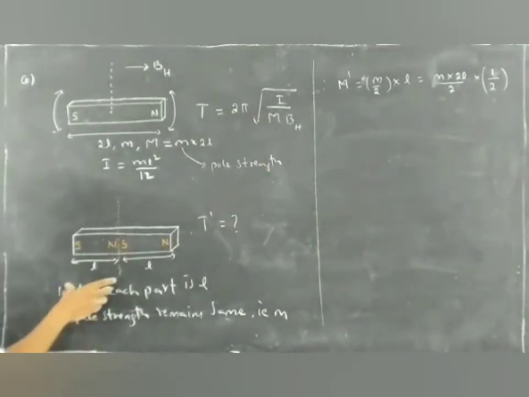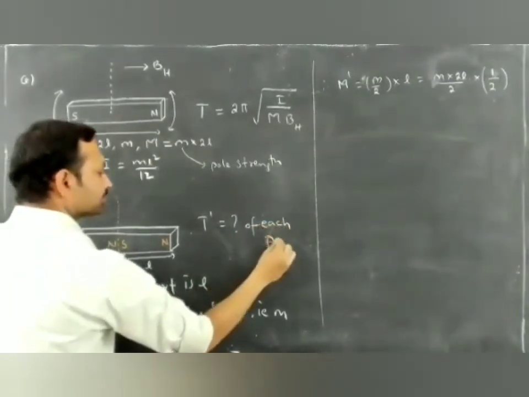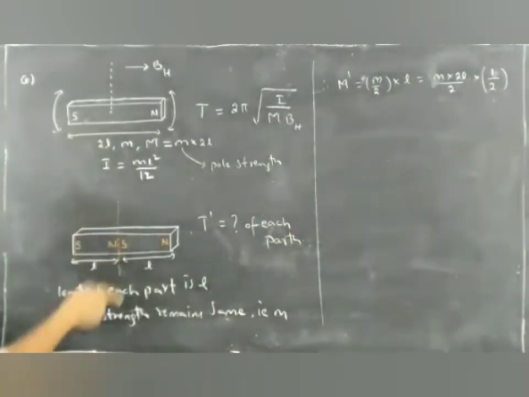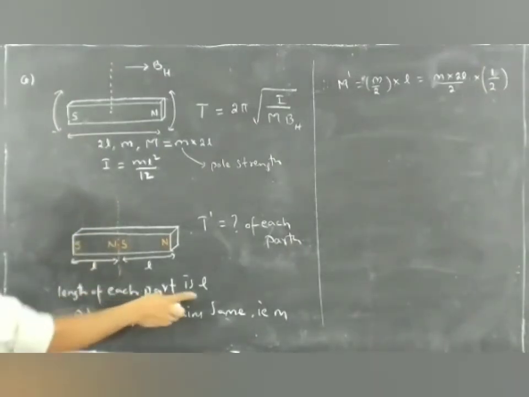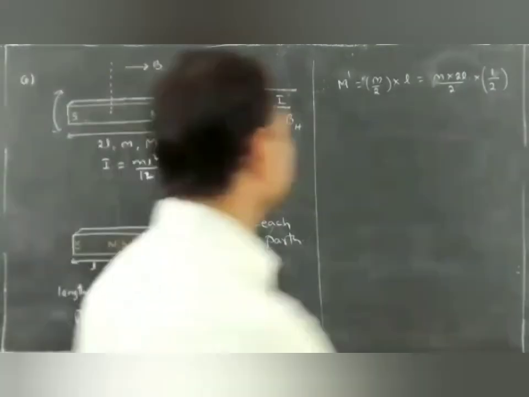Now, if the magnet is divided into two equal parts, what will be the time period of each part? Since we cut perpendicular to the length, the length of each part becomes L. The pole strength remains the same. Clear? Pole strength depends upon the area of cross section, so the pole strength stays the same.